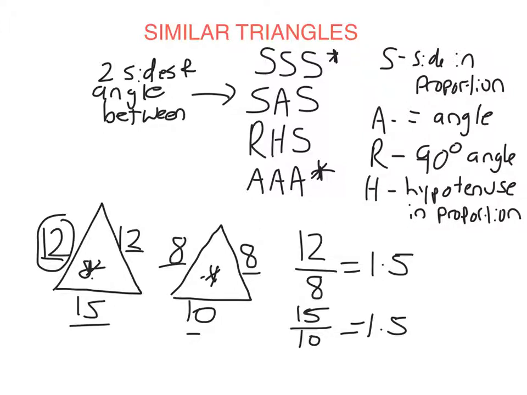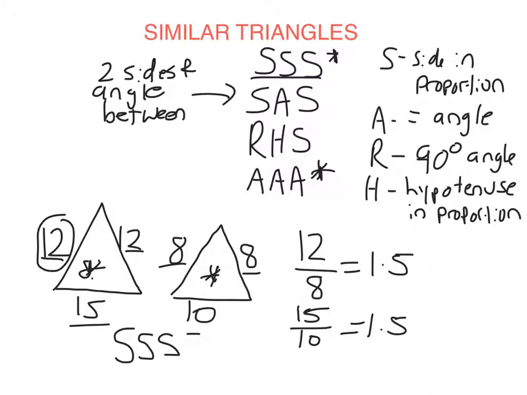This means that all 3 sides are in proportion. So that means I know that these 2 triangles are similar by the SSS test. I don't need to go and measure angles or anything like that. Because I've used this test here, I know the 2 triangles are similar.